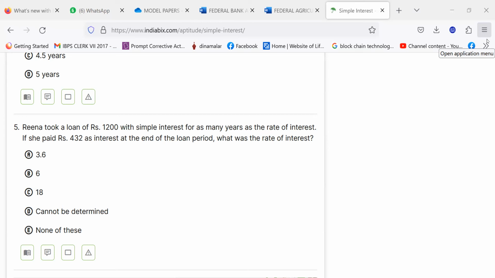Okay, sir. Here it is given that the principal is ₹1,200. The simple interest is ₹432. By using the formula of simple interest, PRT by 100, putting down the numbers given, that is simple interest 432 is equal to 1200 into rate into time. So here it is given that rate of interest is equal to the time period. Taking the value of rate of interest as x, then time period also will be x, then applying in the given formula we will get the answer.